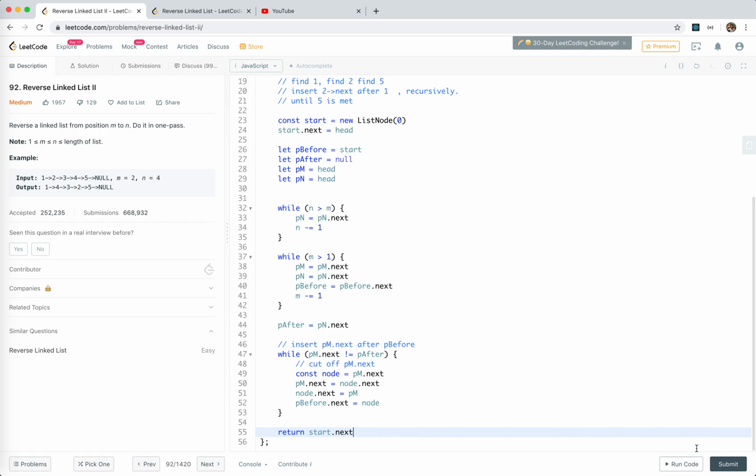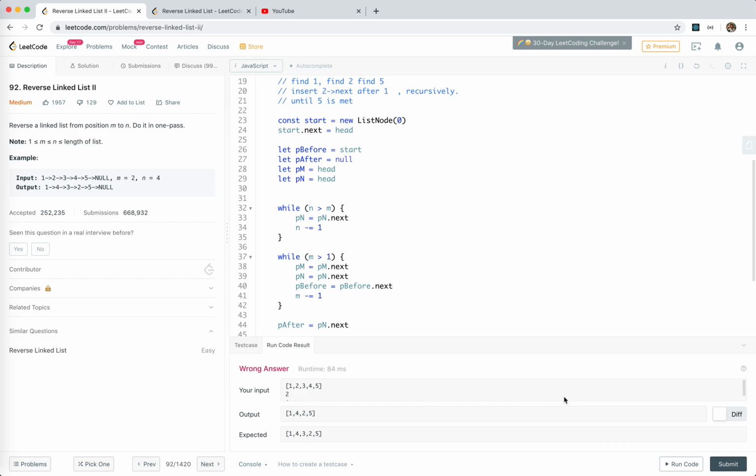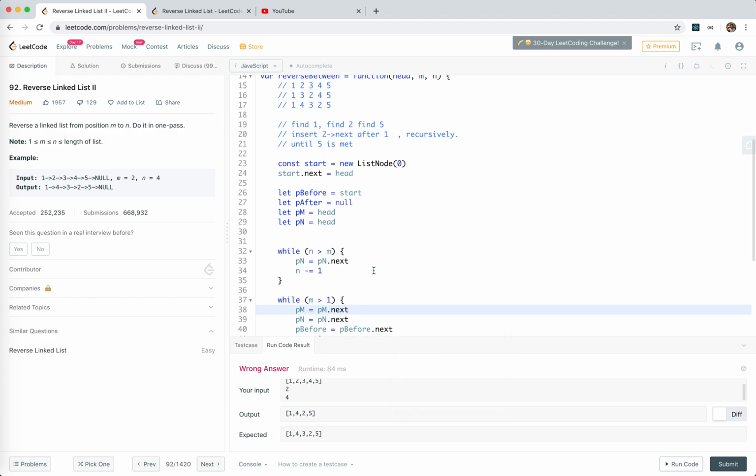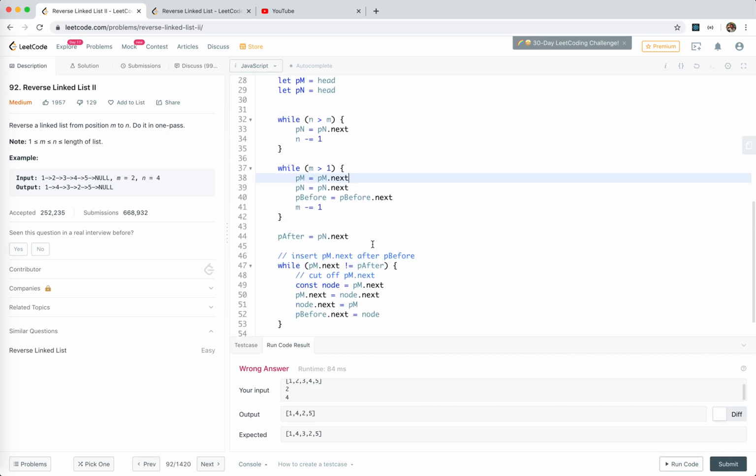Yeah. Hope it will pass. Of course not. This is wrong answer. Okay, we get 1, 4, 2, 5. 3 is missing. This must be something wrong with the boundaries again.